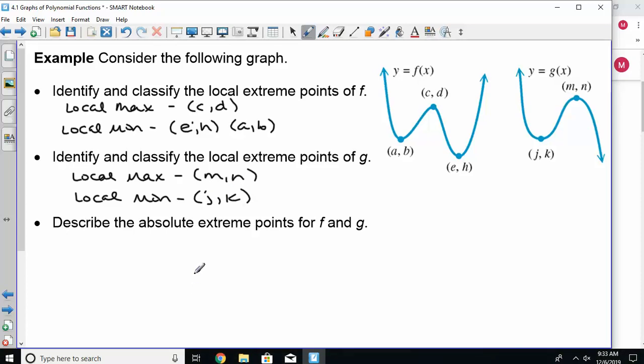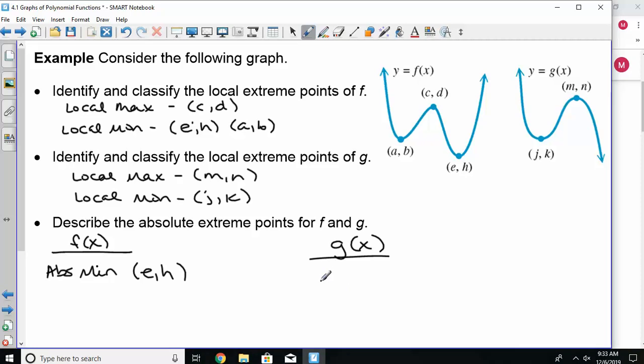All right, second question. On either graph, do we have any absolute max or mins? Does F have an absolute max? Okay, what does it have? Has an absolute min at where? G, does it have either? No, because this keeps going up forever. That end keeps going down forever. So it does not have any absolute maxes or mins.